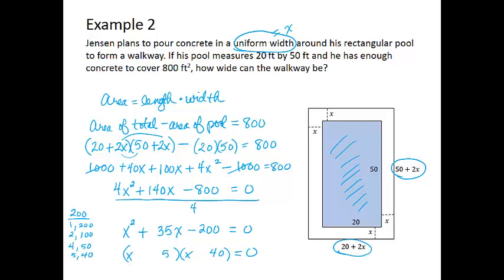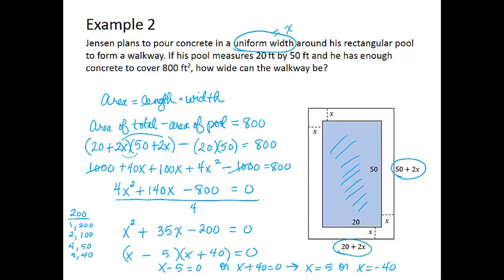We know the signs have to be different, with the larger factor being positive, so a plus on the 40, minus on the 5. So now that we have it factored, we set each of those factors to 0. So x minus 5 equals 0, or x plus 40 equals 0. And so our solutions are either x equals 5 or x equals negative 40.